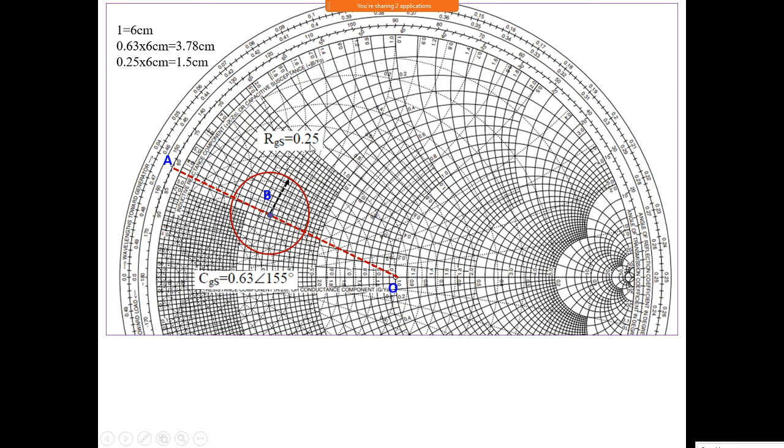So 0.25 means here you should again do like this. 1 is equal to 6 centimeters. If it is 0.25, how many centimeters? That is 1.5 centimeters. So in the scale, you take 1.5 centimeters and draw the circle, taking this as the center and 1.5 centimeters as the radius. So you will be getting the circle like this.